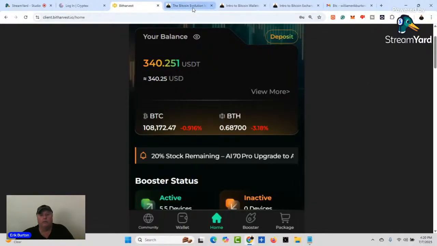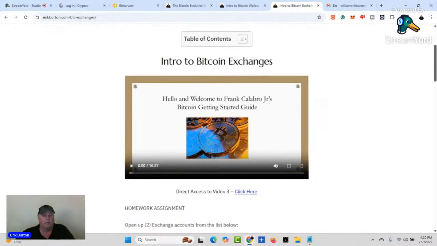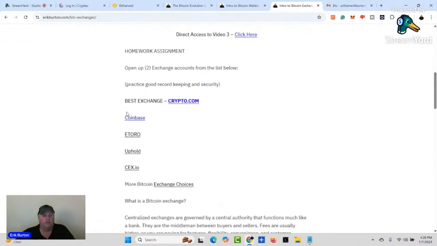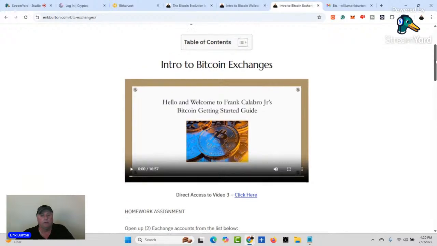But you can also be a hodler. You can hodl your Bitcoin as well, just by going to Coinbase, which you'll see in this exchange page here, which is a training page, and you'll see I have Coinbase right there. And once you click on that, and once you go through the training video, it will tell you exactly what you need to do and how you need to do it.